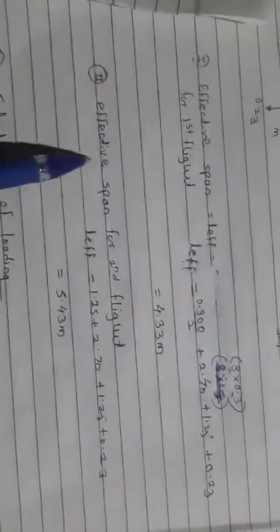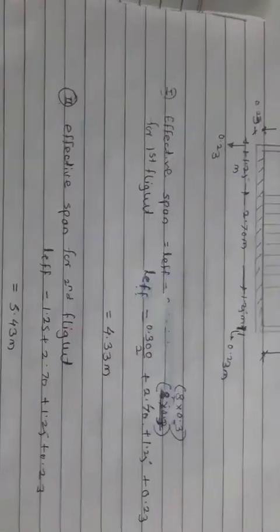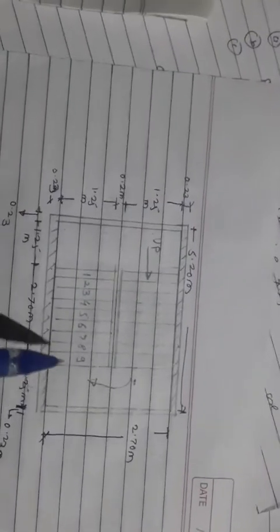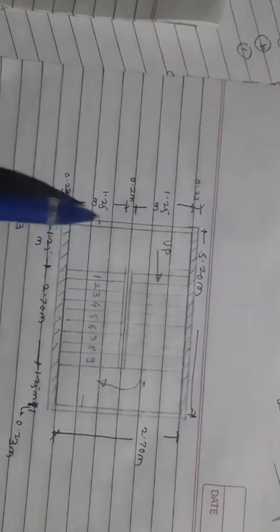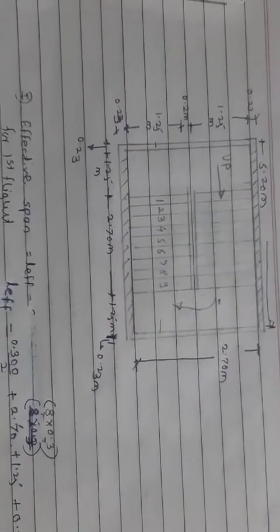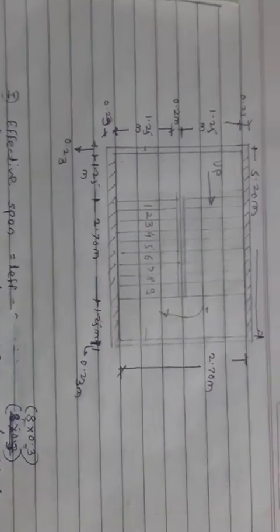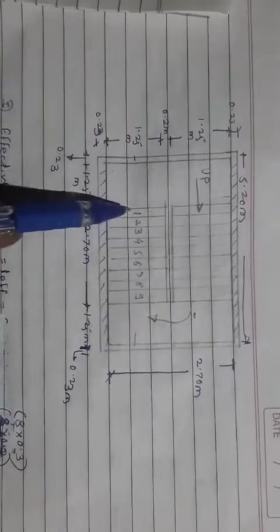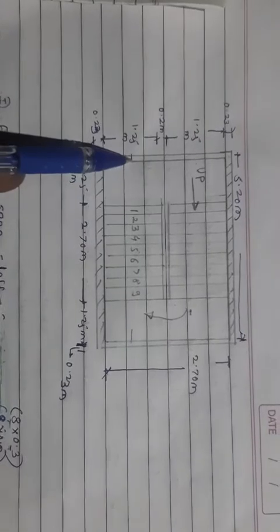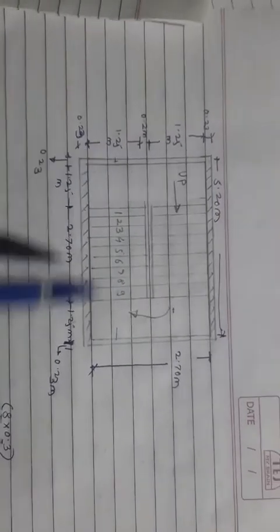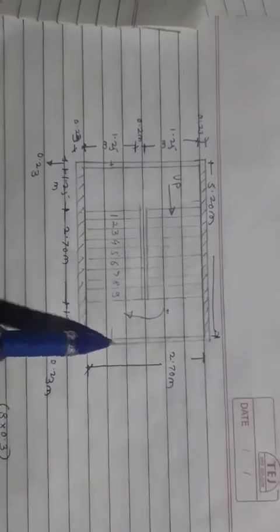Now we have to calculate the effective span for the second flight. While calculating the effective span for the second flight, this is your second flight. From this point to this point, we are getting the second flight. So the effective span for the second flight will be the width of this landing plus this going plus the width of this again landing, second landing, and half of the width of this brick wall and half of the width of this second brick wall.